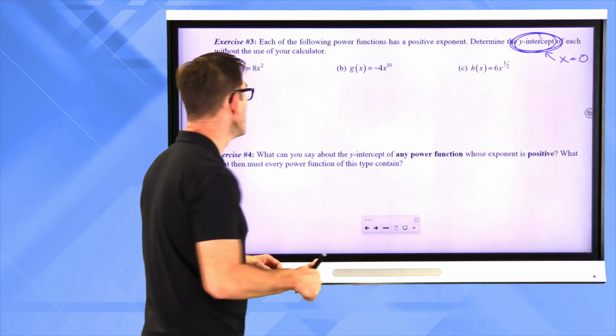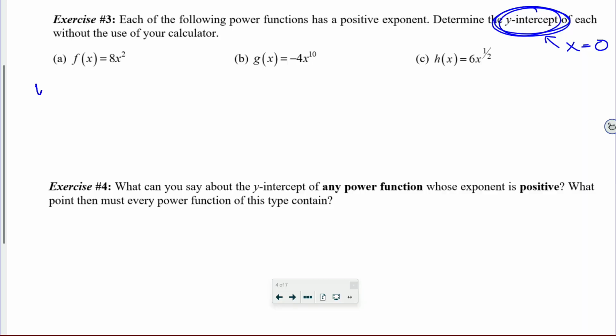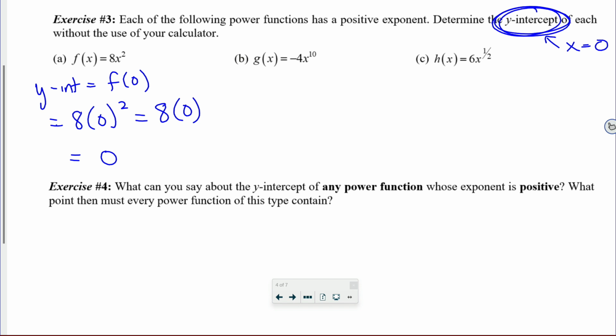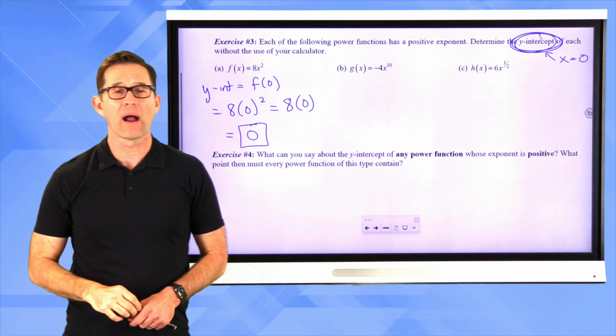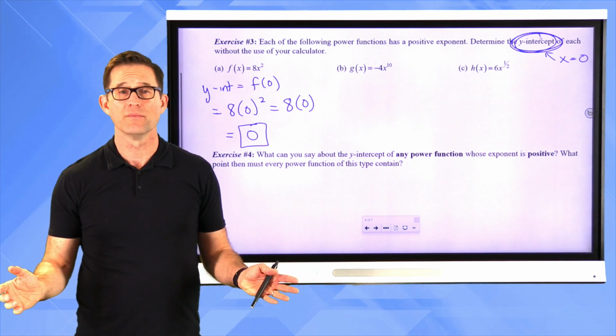Okay, well, simple enough, right? In letter A, the y-intercept is going to be f of 0. That's 8 times 0 squared. Of course, I have to do 0 squared first. 0 times 0 is 0. And 8 times 0 is 0. So the y-intercept of that power function is 0.